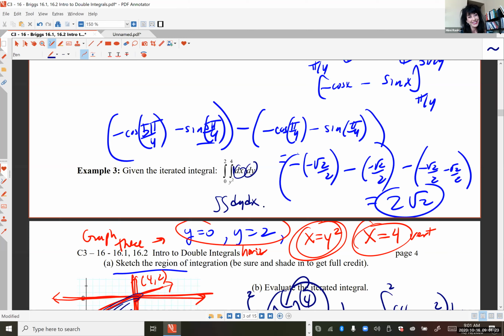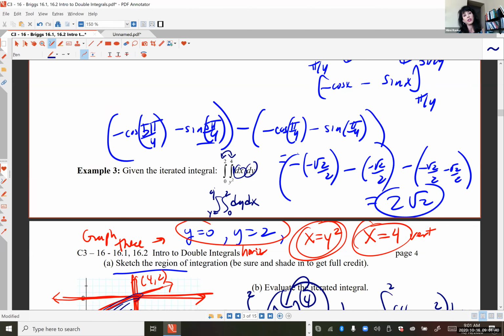Here's how not to do it. Please do not write this down. Oh, well, dy dx, how hard could this be? I'll just swap these two integral symbols. Okay. Wrong. Well, why is that wrong?